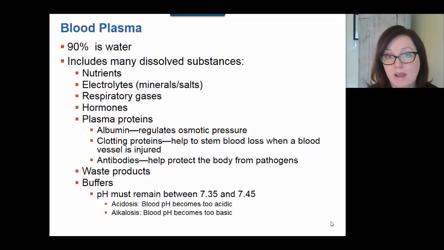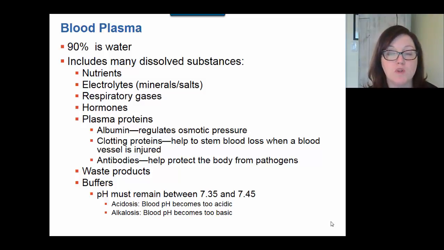There are some respiratory gases dissolved in blood plasma, such as oxygen and carbon dioxide. Even though there is some oxygen dissolved in blood plasma, most of the oxygen carried in your blood is actually attached to proteins inside of your red blood cells. We'll also find hormones in the bloodstream. Hormones are chemical messengers carrying a message to the cells of the body. An example is insulin, which sends a message to your cells telling them that it's okay to take glucose out of the bloodstream.